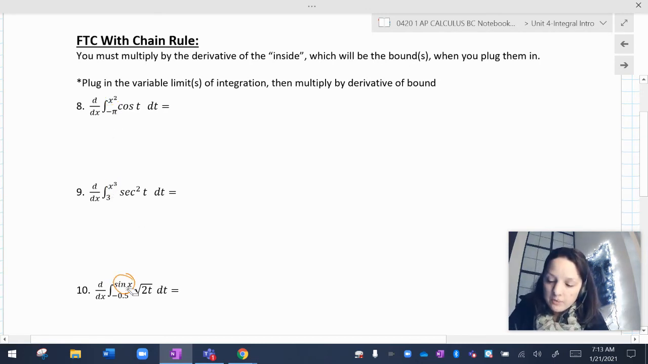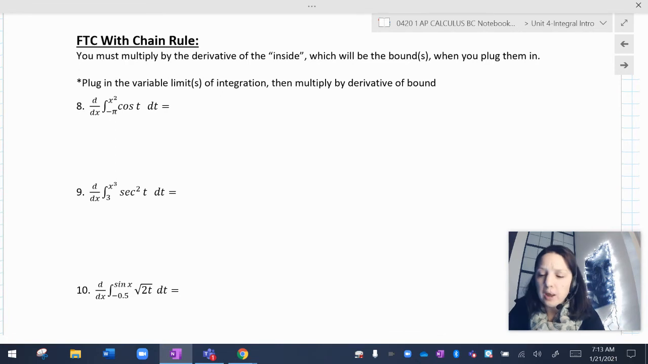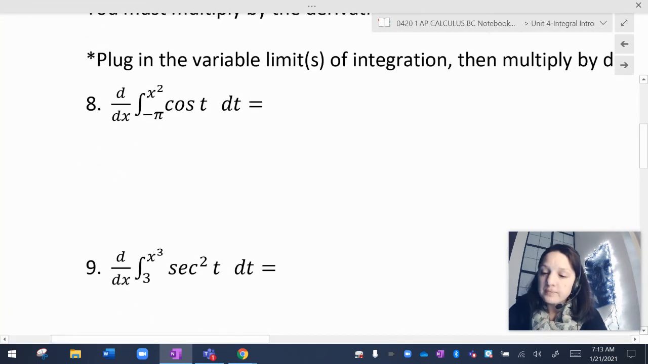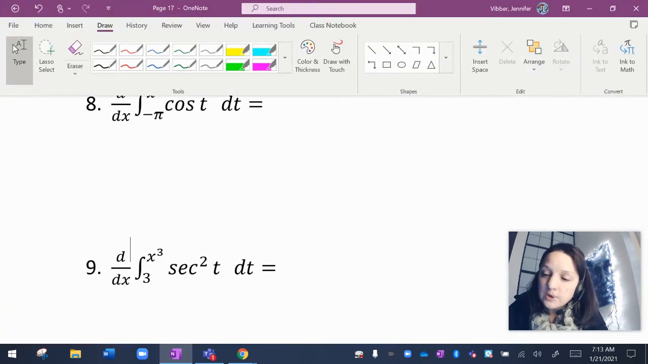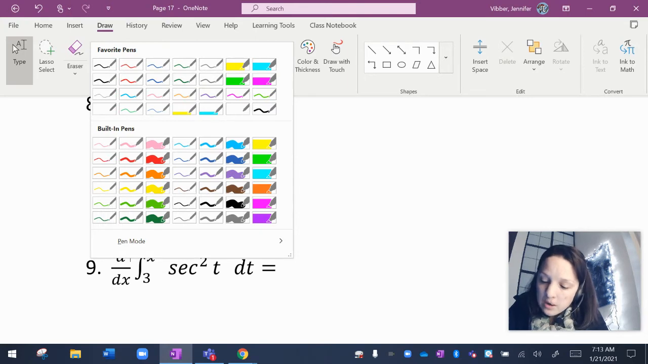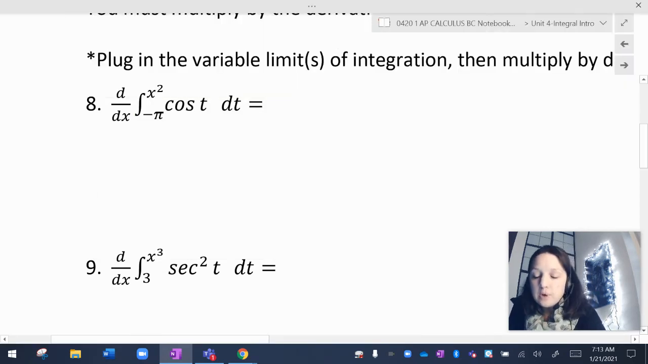I'm going to do a lot of what I did on the front where I go through and evaluate this and show you the long way and then say, hey, let's notice what happens here. So I'm going to do that. And again, I'm going to change colors because I feel like it. Green. So now I want d dx of the integral from negative pi to x squared of cosine t dt. Okay, so what's the antiderivative of cosine?